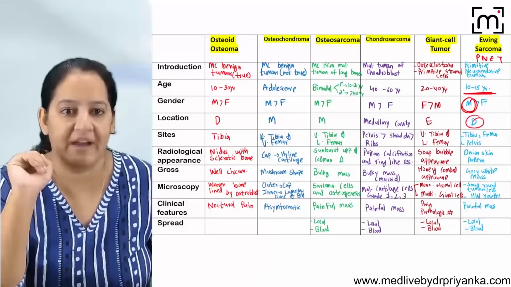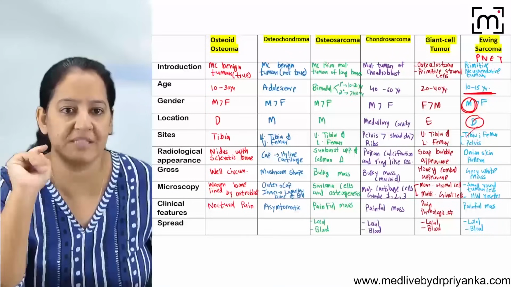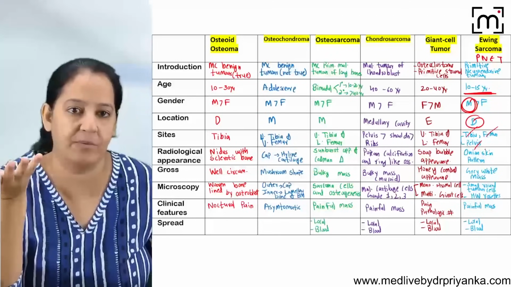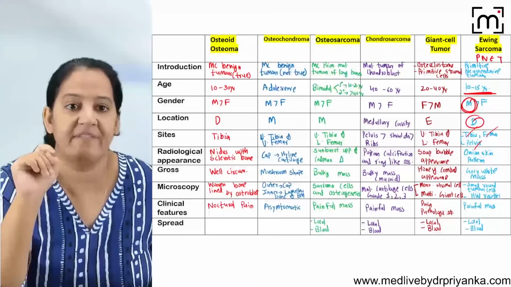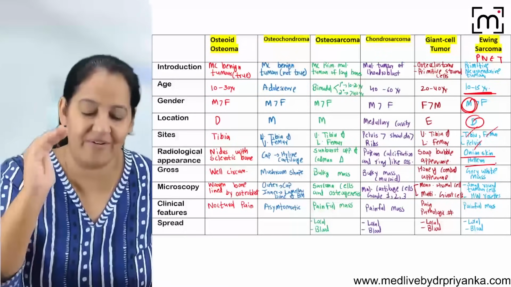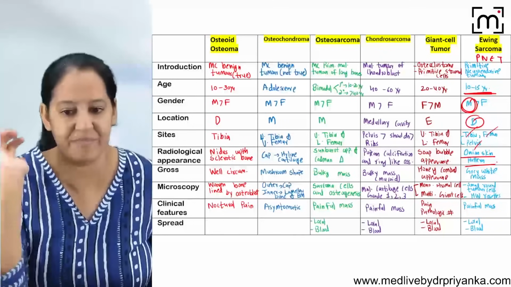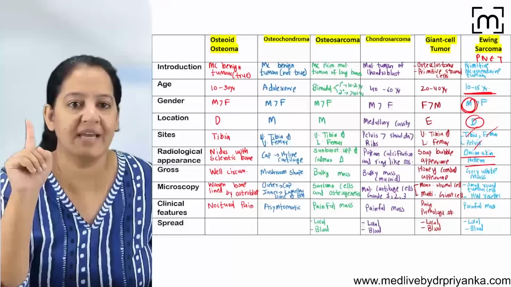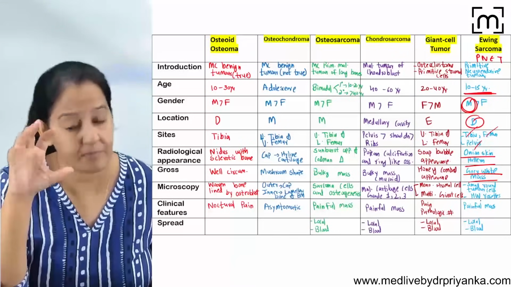It arises from diaphysis. Most common location is tibia, femur among the long bones, and pelvis among the flat bones. Radiologically, it is having onion skin pattern. So there is a lytic lesion, and the periosteal reaction is in the form of layers of mineralization, which is giving onion skin appearance. Grossly, it is a gray-white mass.